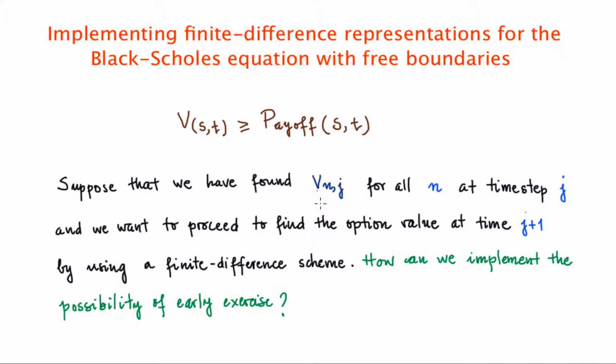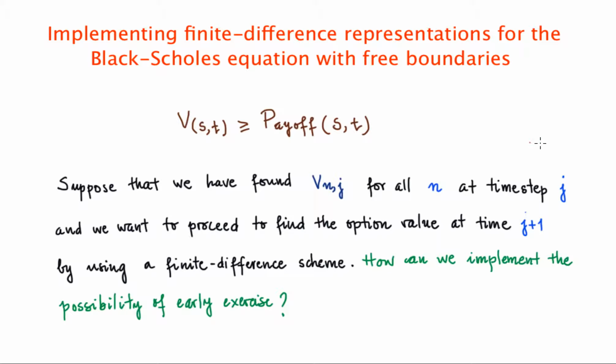Suppose that we have found the values of the options at n, j for all n at some time step j, and we want to proceed in order to find the option value at time j plus 1 at the next time step. Actually, that's what we're doing in our finite difference schemes. We're starting from j equals 0. We know the initial condition, and using those values, we want to get the value of the option at the next time step.